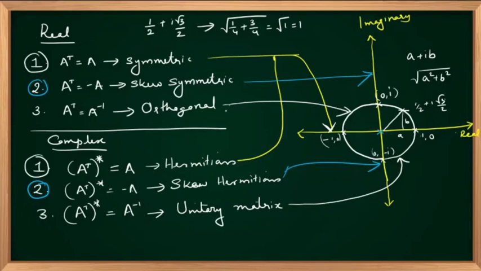Whenever you see an orthogonal matrix or a unitary matrix, all the eigenvalues are always going to lie on the unit circle, which means the magnitude of the eigenvalue will always be 1.